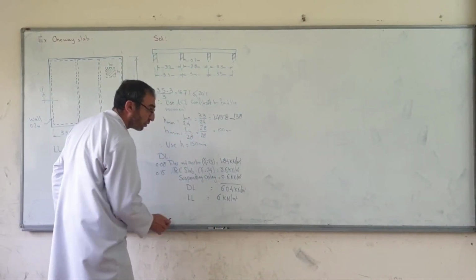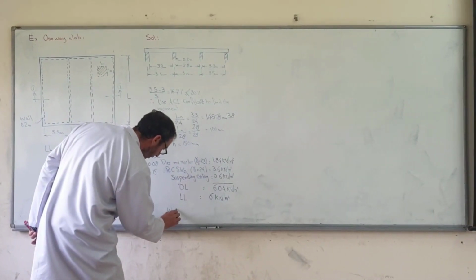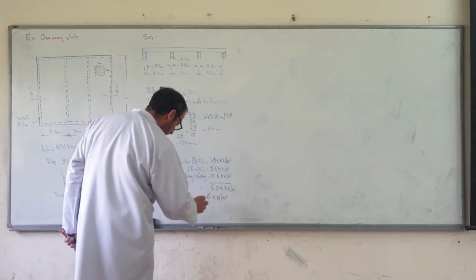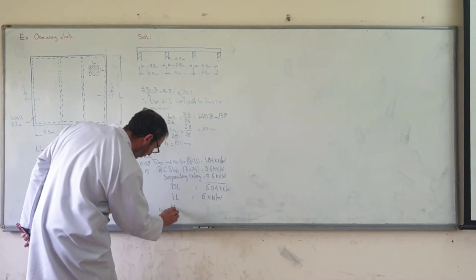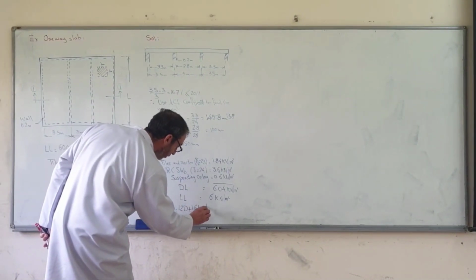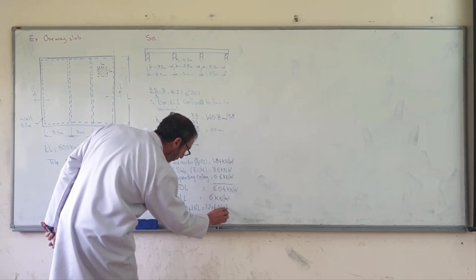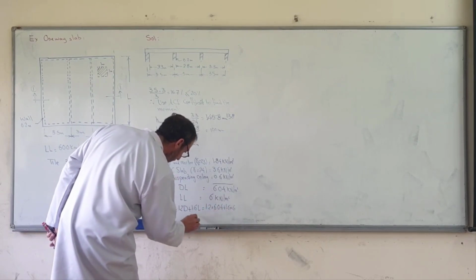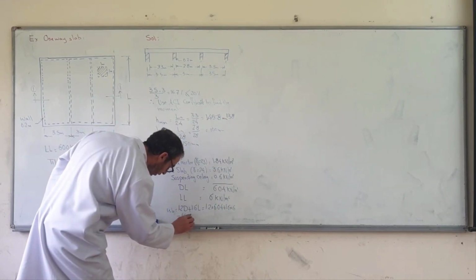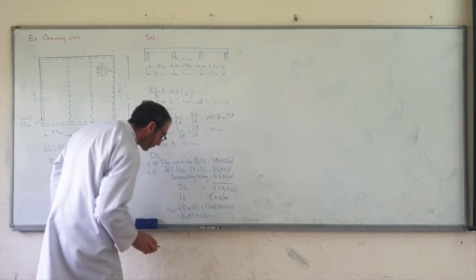Now transfer this load to ultimate load, multiplied by a load factor: 1.2 dead plus 1.6 live. This equals 1.2 times 6.04 plus 1.6 times 6, which is equal to 16.8 kilo Newton per meter square.